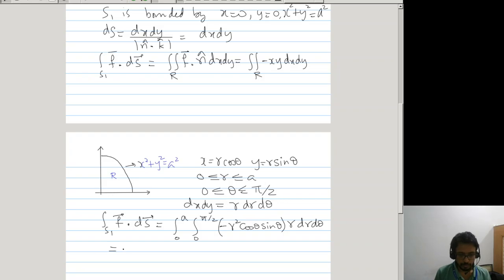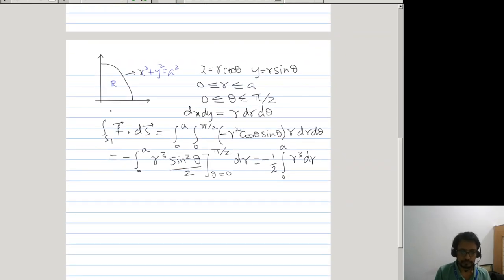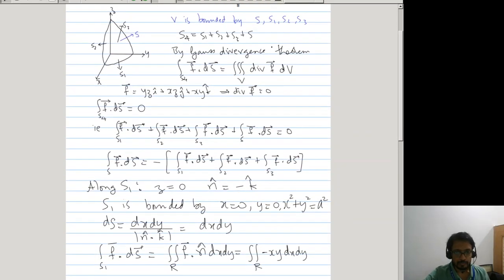Therefore, minus the integral 0 to a of r cubed sine squared theta by 2, theta equal to 0 to pi by 2, dr. This will be minus 1 by 2 integral 0 to a of r cubed dr. That is minus 1 by 2 into r power 4 by 4, from 0 to a. So we have minus a power 4 by 8. Now a similar process has to be adopted for the surfaces S2 and S3 as well.